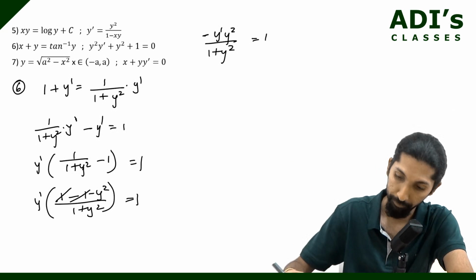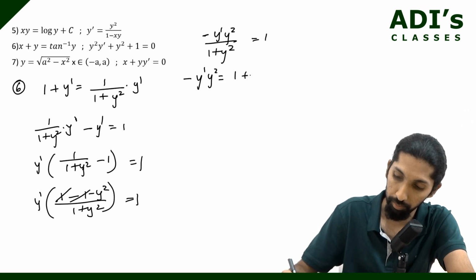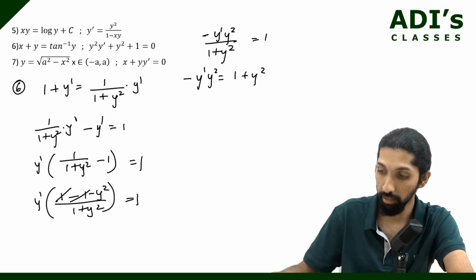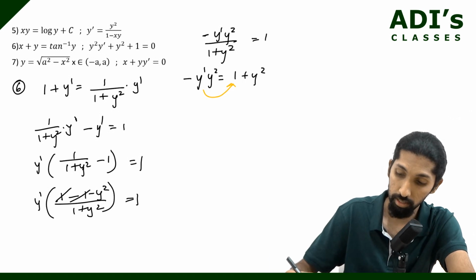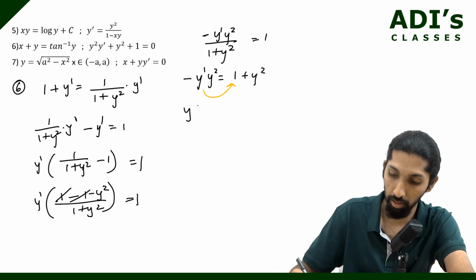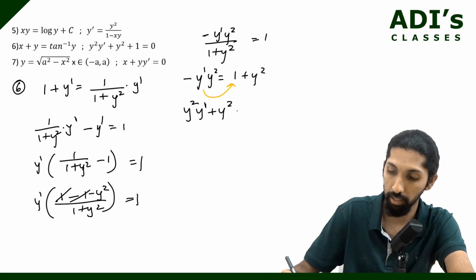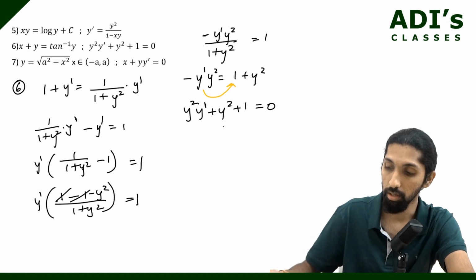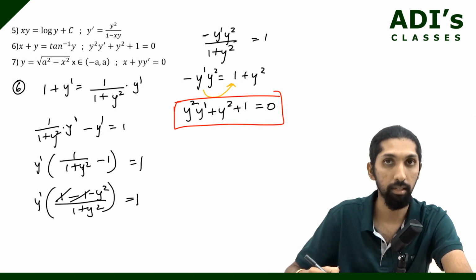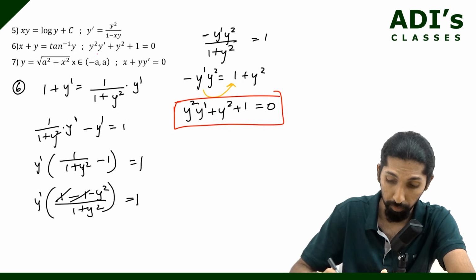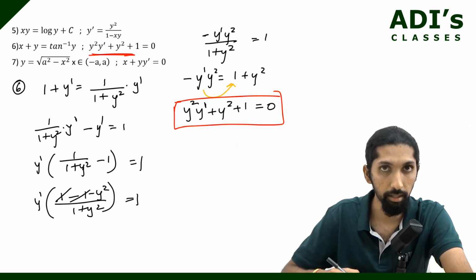Cross multiply. Minus y dash into y square is 1 plus y square. Right? Now what do you do? You take this to RHS. If you take that to RHS, you will have y square into y dash plus y square plus 1 is equal to 0 because you took that one to the RHS. Correct? Isn't it what we are supposed to prove here? See? It's the same thing. No change at all. Clear?